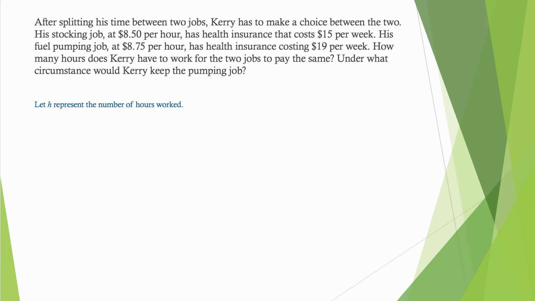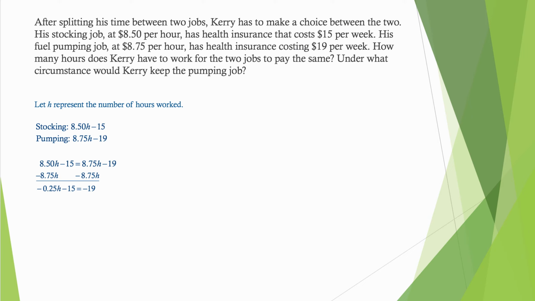We're going to let H represent the number of hours worked. So stocking would be 8.50H minus 15, since the health insurance is going to cost him money. The pumping job is 8.75H minus 19. In order to find how many hours need to be worked for the jobs to pay the same, we're going to set both of those expressions equal to each other and then solve the resulting equation.